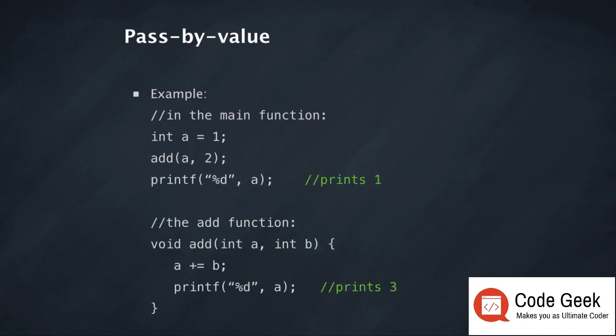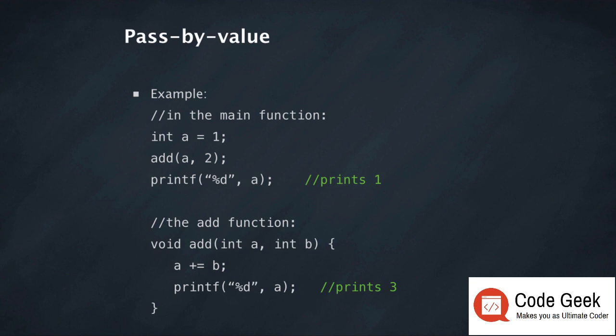So here's an example. It's kind of analogous to what you were trying to do with the swap function. In the main function, let's say that we have an integer a equal 1. And we have a function someplace called add, and what it does is it adds the number 2 to a variable. It's defined as add(int a, int b). So here I'm just adding 2 to a. And then if I print, no matter what I do inside add, this is just going to print 1.